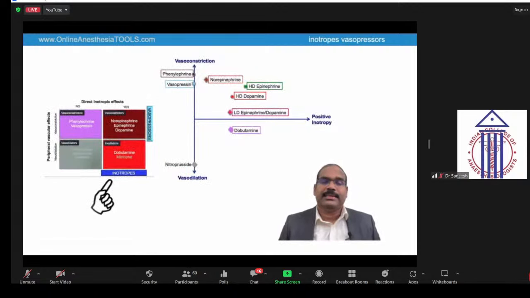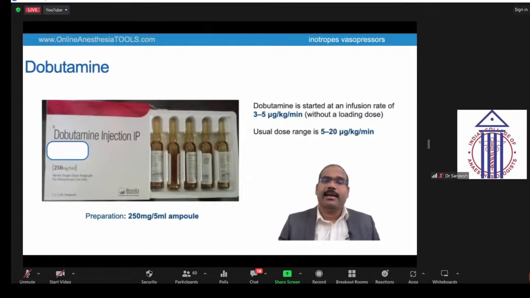Now, let's try to make sense of it from our previous classification of drugs. Of course, we know that contractility is compromised, so we need to choose something from the inotropic side, right? So that's what we have tried to choose from the inotropic side on this grid here on the right side. And if no signs and symptoms of shock are there, the recommendation is to go for dobutamine. You know where dobutamine is placed in our plot with vasoconstriction and inotropic action. So inotropy is there. There is a little bit of reduction in the systemic vascular resistance as well. Remember, as of now, there are no signs and symptoms of shock. Now, how do we handle dobutamine?